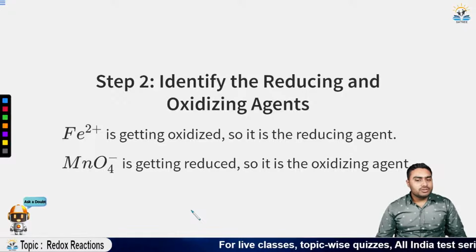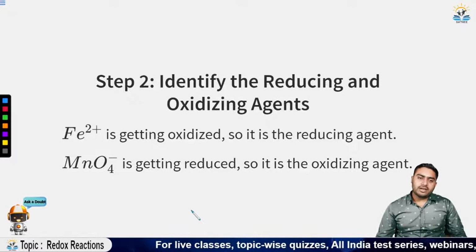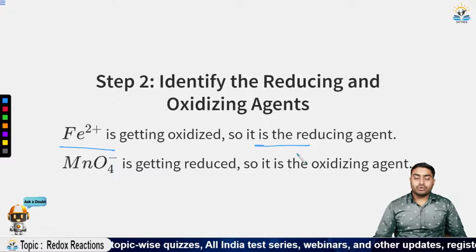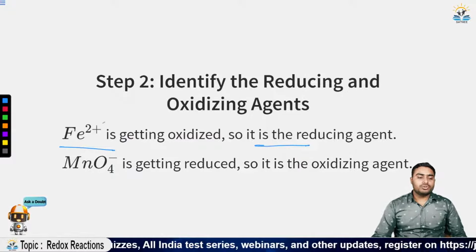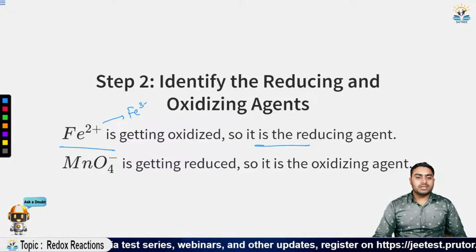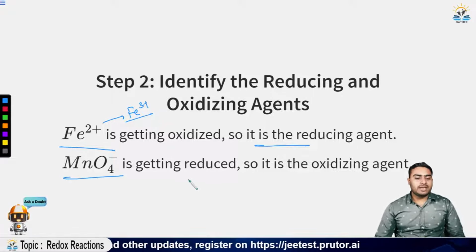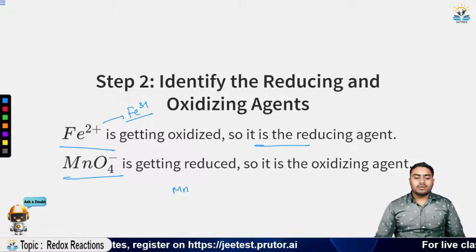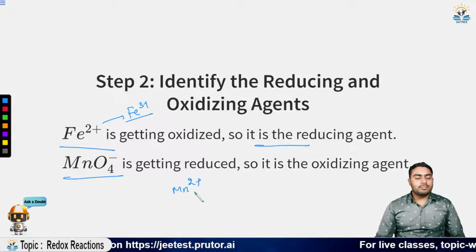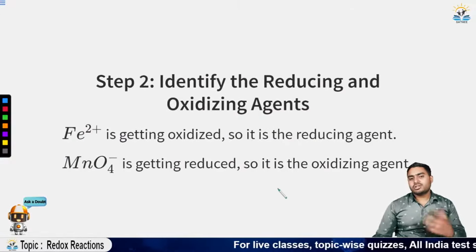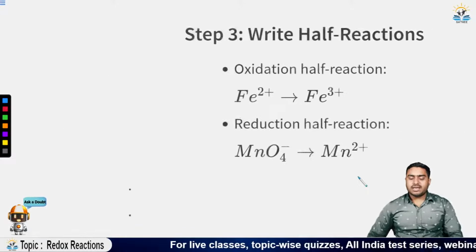Then identify the reducing and oxidizing agent. We have identified Fe2+ is getting oxidized, so it is a reducing agent, because Fe2+ to Fe3+ means it is undergoing oxidation by loss of electron. And MnO4- is gaining electrons, right, while converting from MnO4- to Mn2+. Okay, that's going to be very simple, so it will be the oxidizing agent.